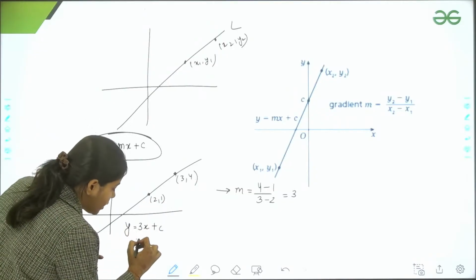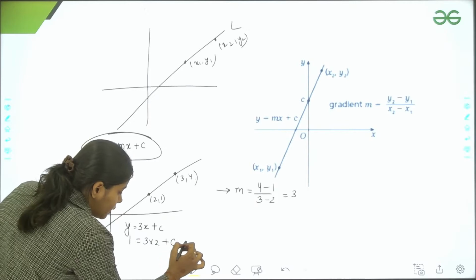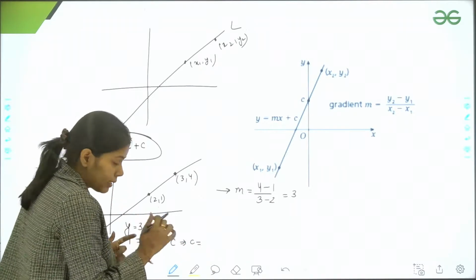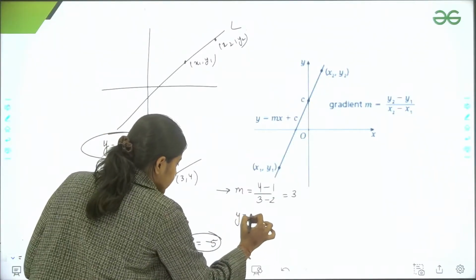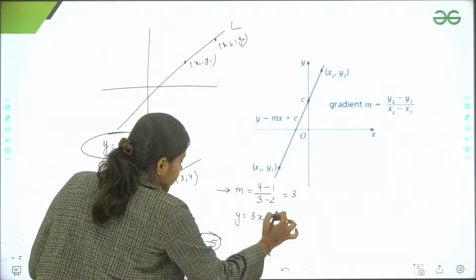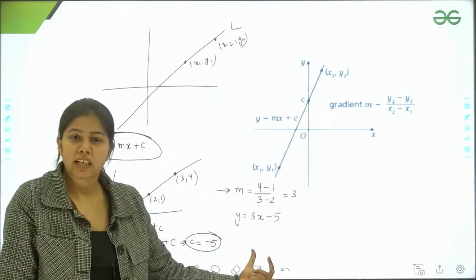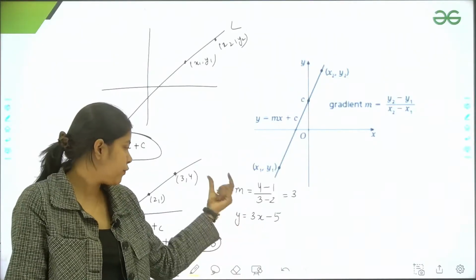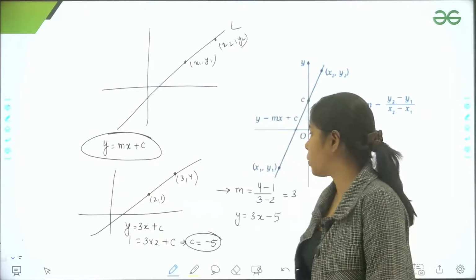So I'll put x = 2 and y = 1: 1 = 3 into 2 plus c. That would give me c = 1 minus 6, that is minus 5. So see, I got minus 5, and the equation becomes y = 3x minus 5. You can also check that (3, 4) gets satisfied by this equation: 3 into 3 is 9, minus 5 is 4, which is the right side. So that's how we find the equation of a line.